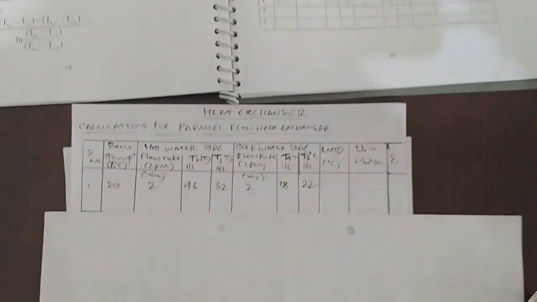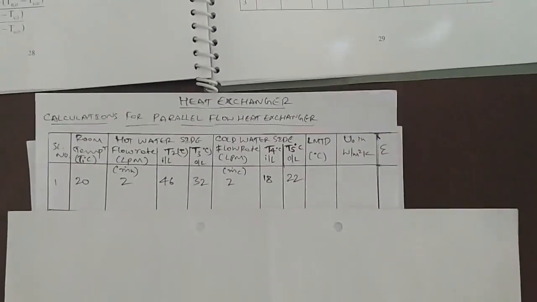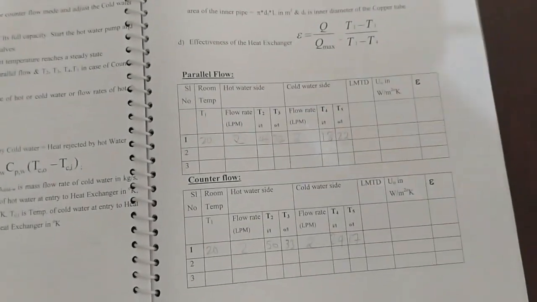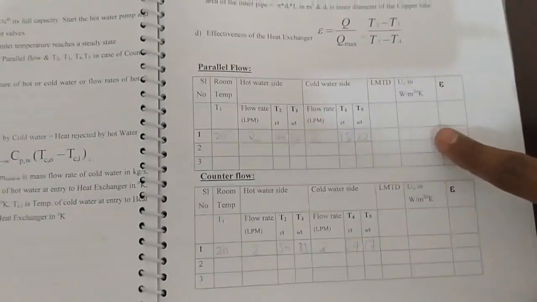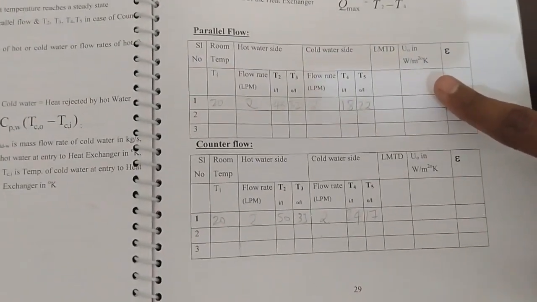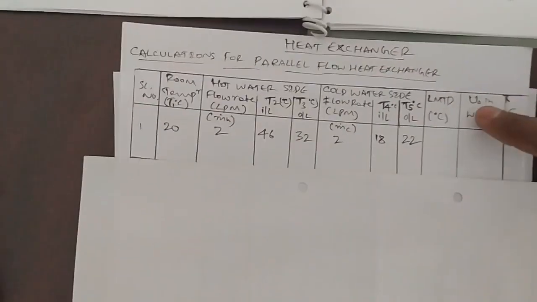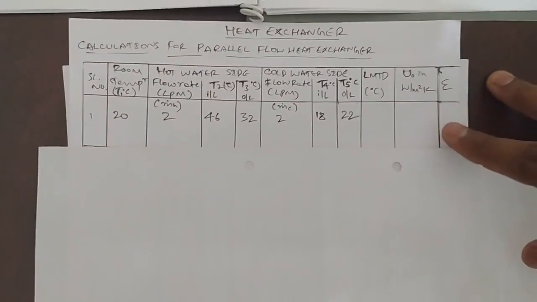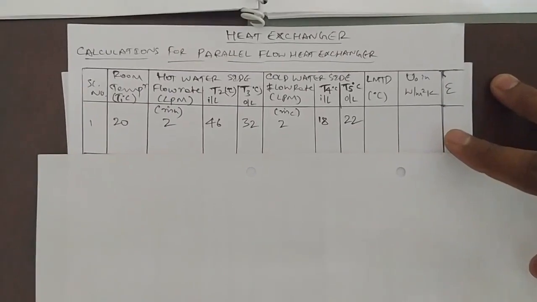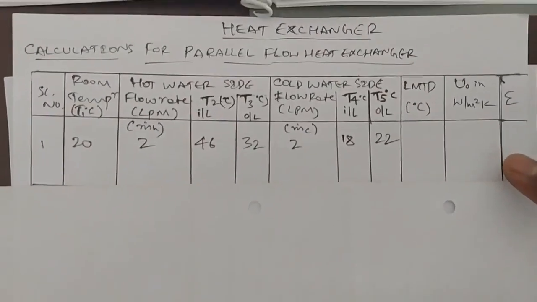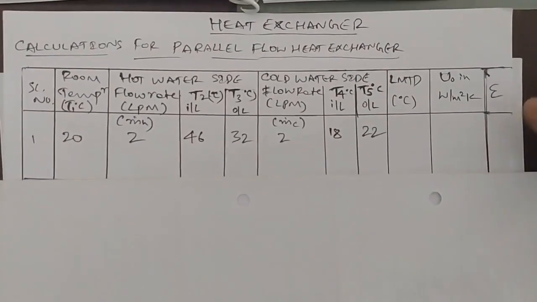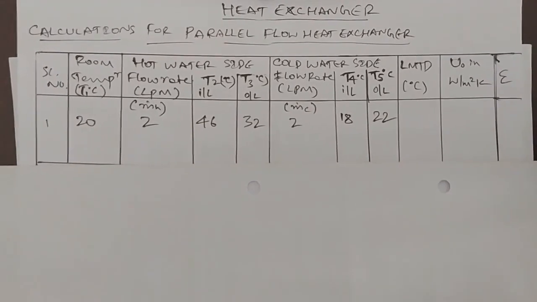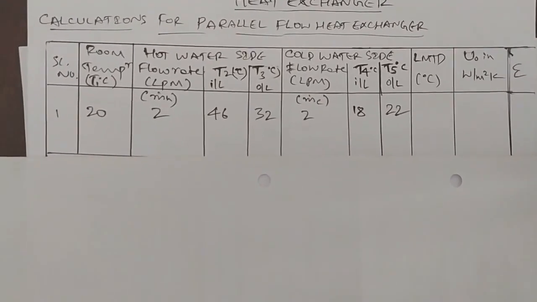Okay, now we will start the calculation for the parallel flow heat exchanger. I transferred all the data taken in the experiment to one more sheet to do the calculations. Okay, these are the data I took from the experiment. Now we will calculate, the first one is the rate of heat transfer.